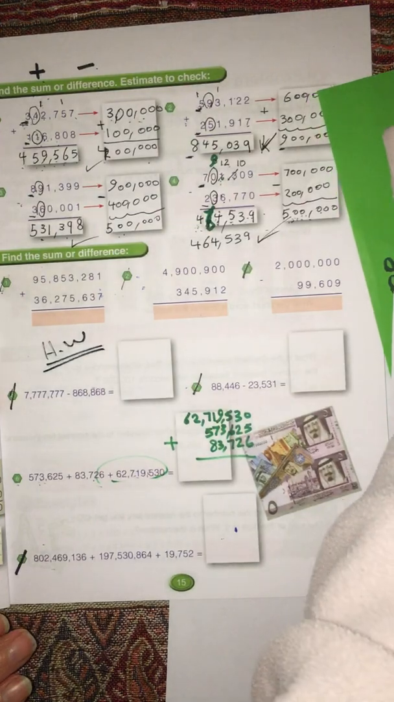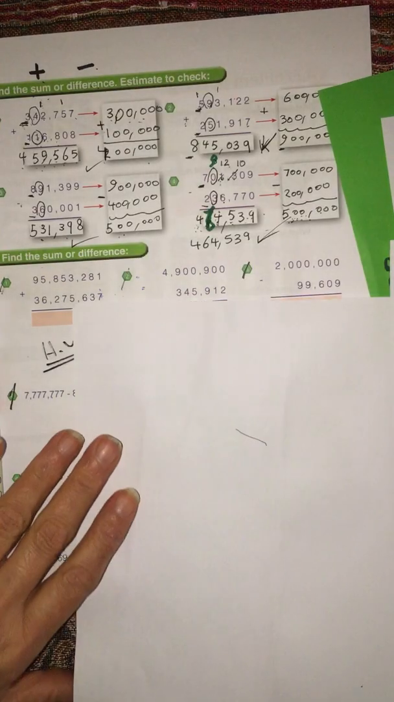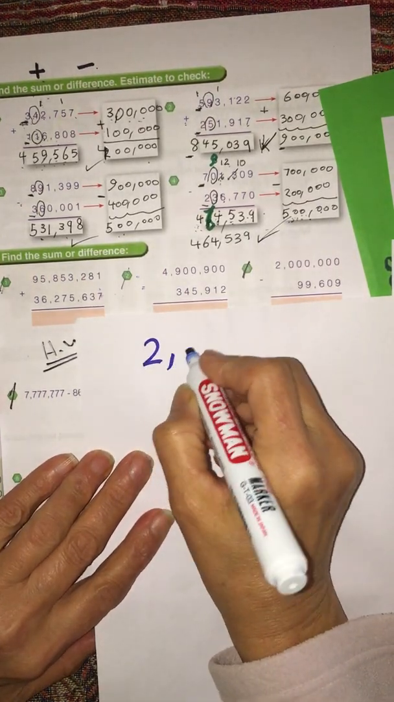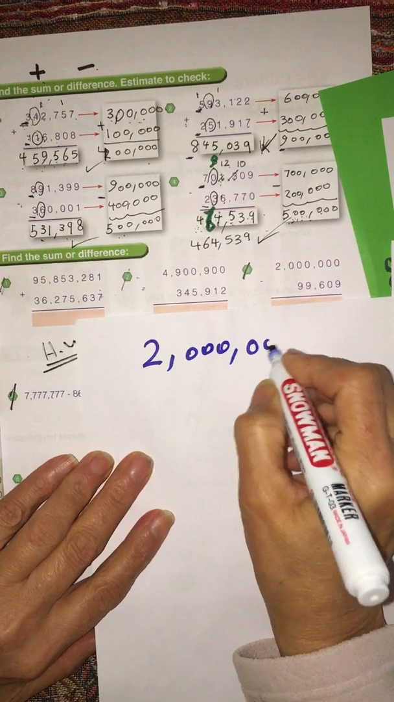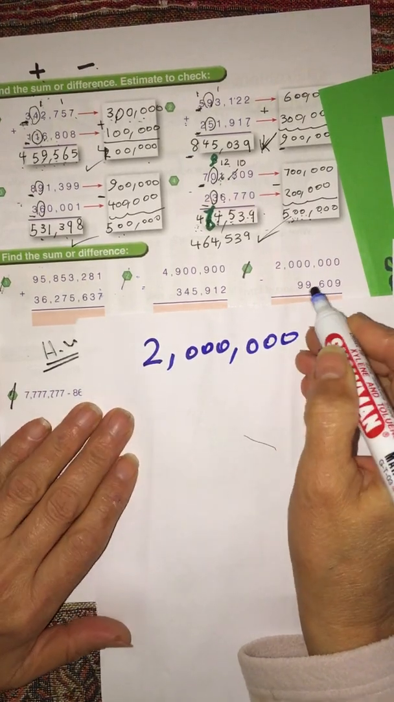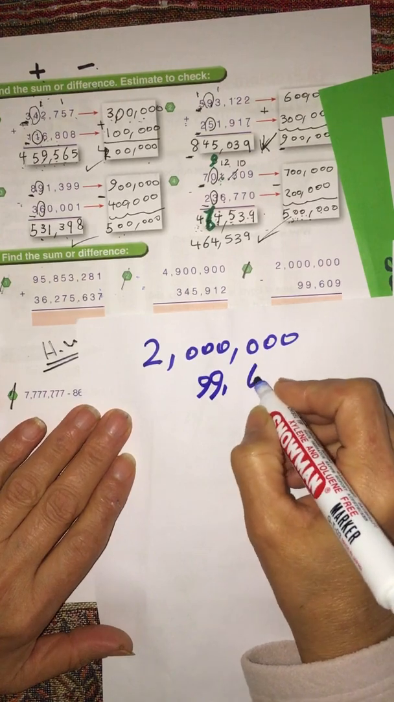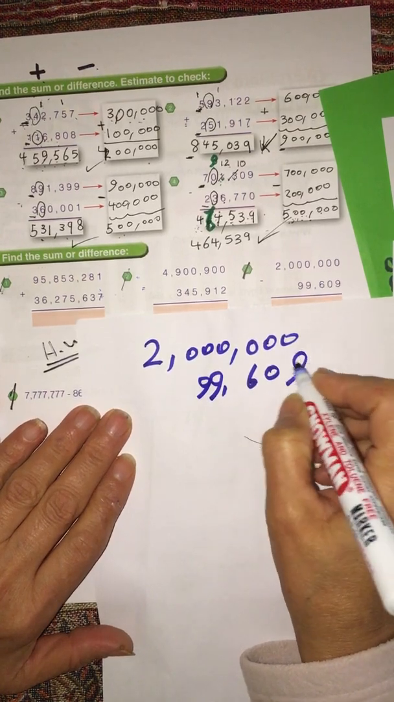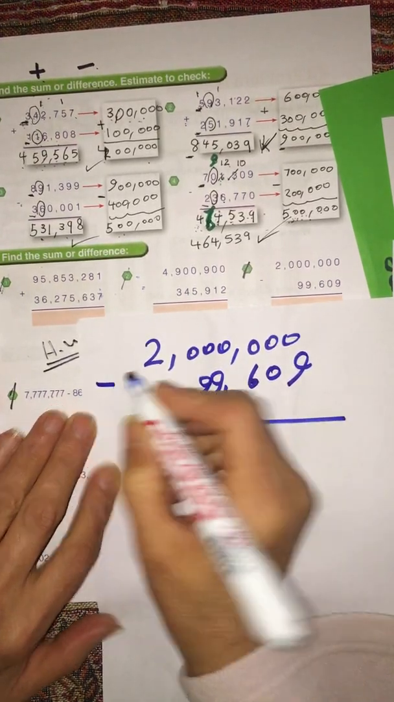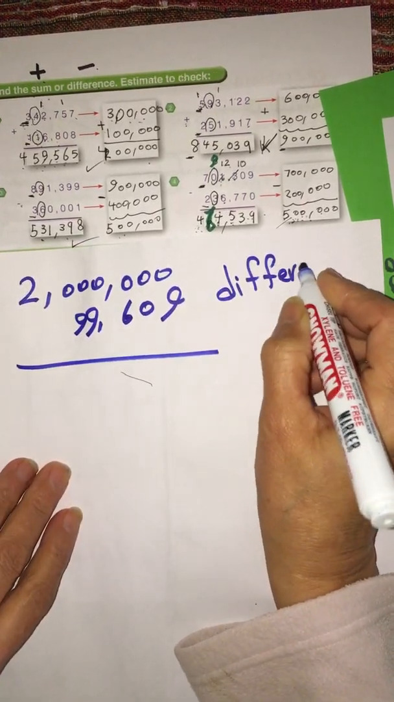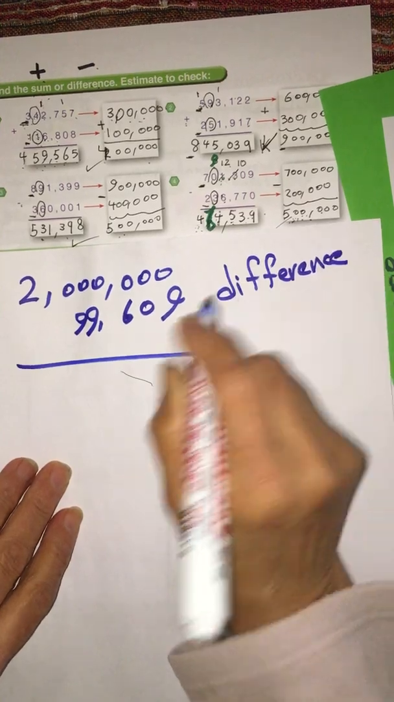Now, I need to solve a question with you. Look here. I need to do this one with you. Okay, question number 2. Look here. They wrote for you 2 million minus, or subtract, 99,609. Now, look how I will solve. I'm looking for the difference. Difference, you are going to subtract. Okay? Now, how will I solve this question?